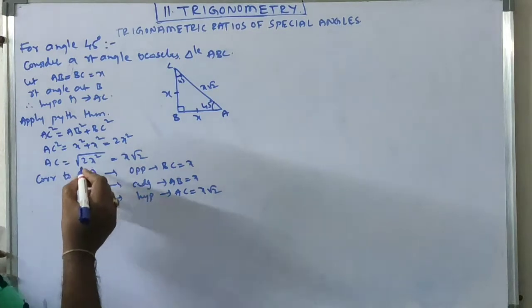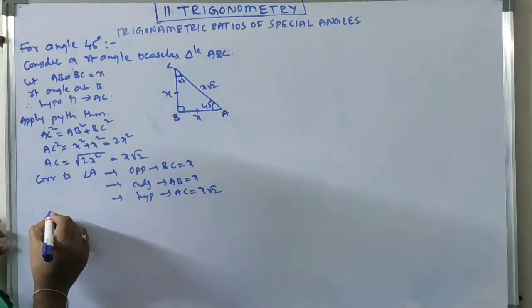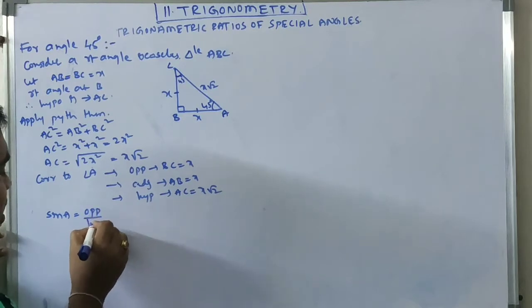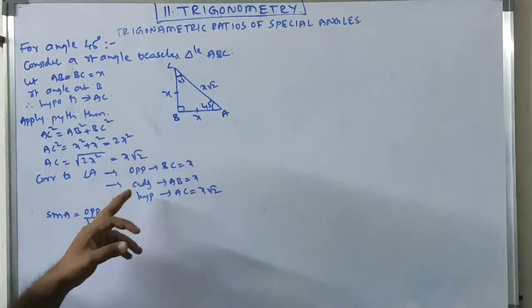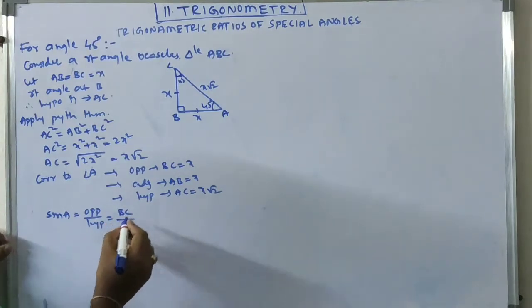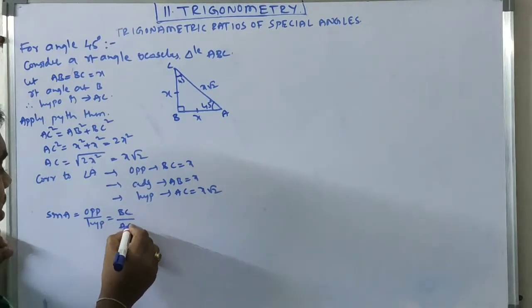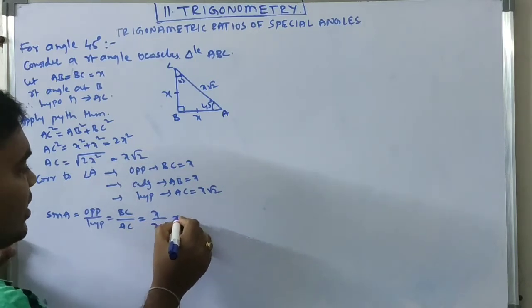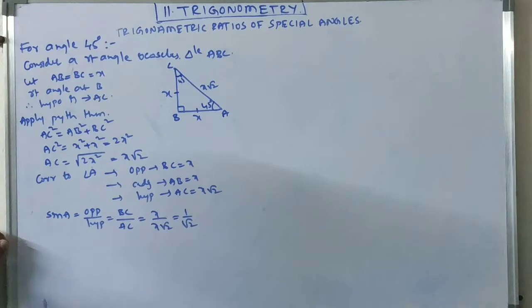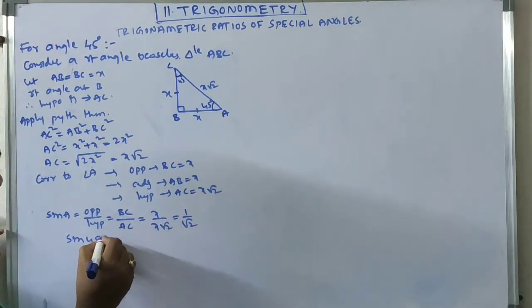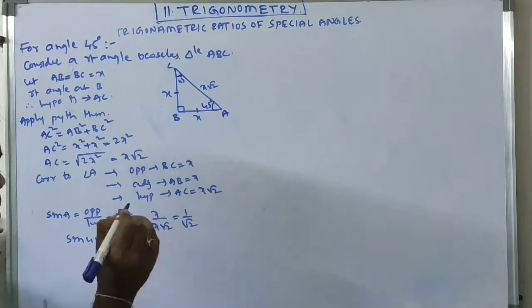So according to the angle A, sin A. Sin is nothing but opposite by hypotenuse. Opposite is BC, hypotenuse is AC. BC is x, AC is x root 2. So x cancels, 1 by root 2. So sin A, with A equal to 45, sin 45 equals 1 by root 2.